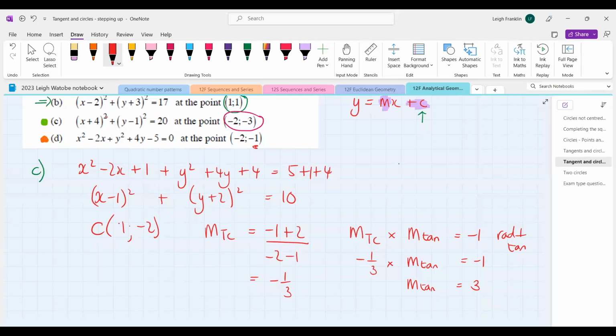Okay, then we're going to go and sub into y equals mx plus c. So y equals 3x plus c. We need to sub in the coordinates at the point of tangency. So that gives us -1 equals 3 times -2 plus c. This is -6. So we're going to add 6 to the right, add 6 to the left, and that's where the 5 comes from. So y equals 3x plus 5 was great. Okay, good. Well done, everybody. Again, take screenshots if you need to. We're going to move on to the next question.